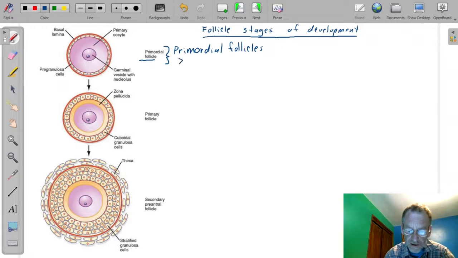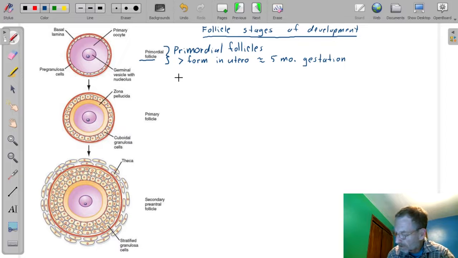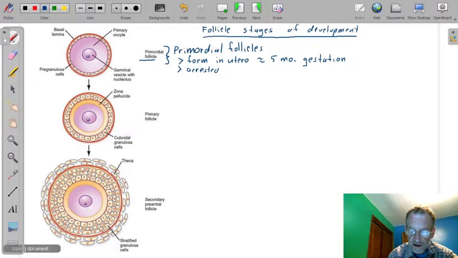So let's say they form in utero, in the uterus of your mother. So they form in utero approximately at 5 months gestation or post-fertilization. Has some interesting implications for prenatal health, which we may talk about. And these primordial follicles have started down the road of meiosis, and they have become arrested in prophase 1.